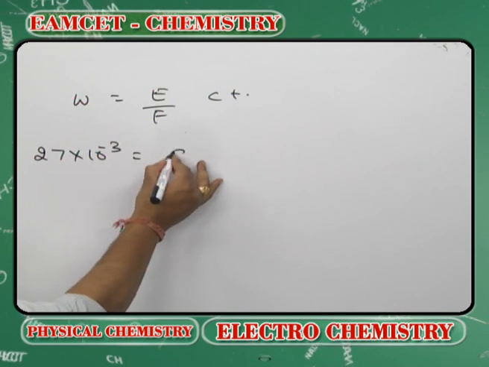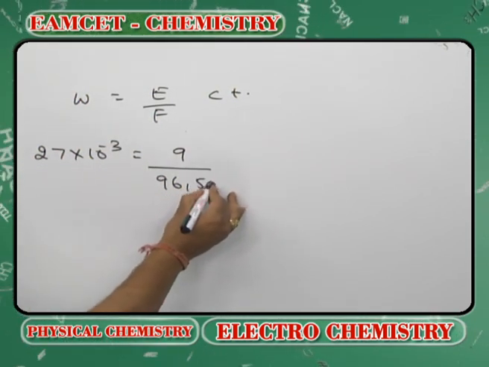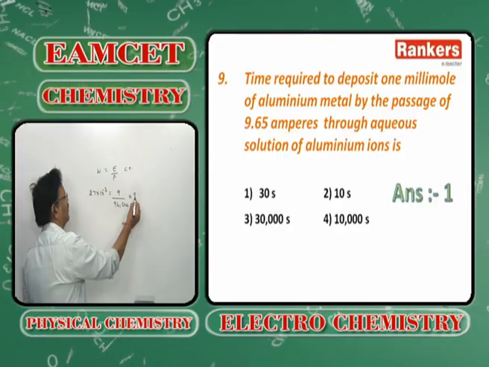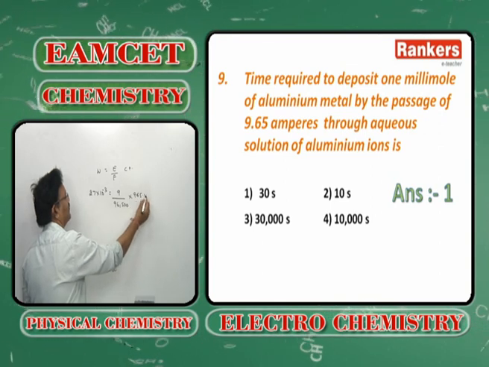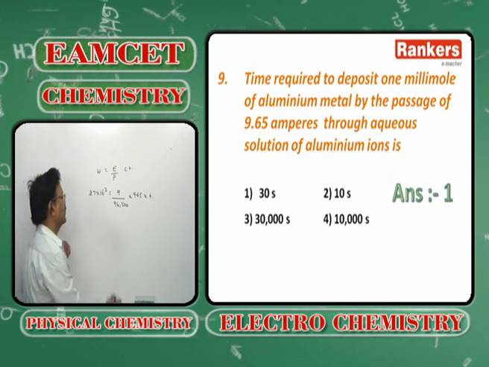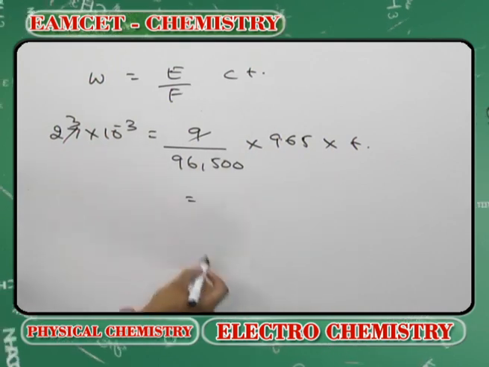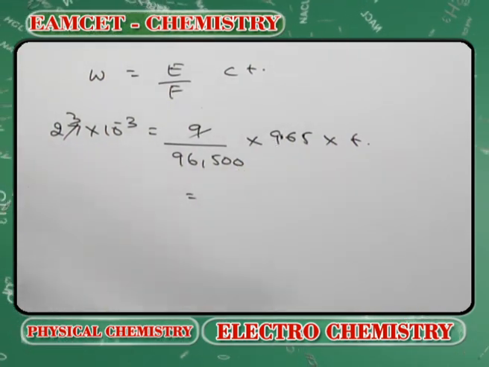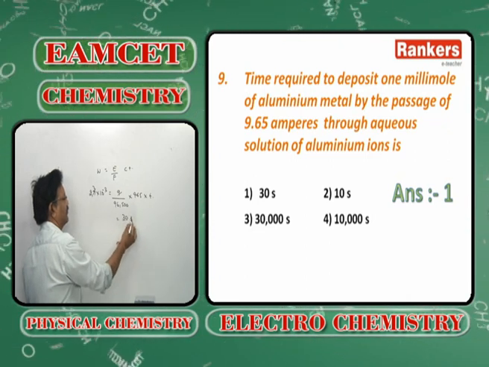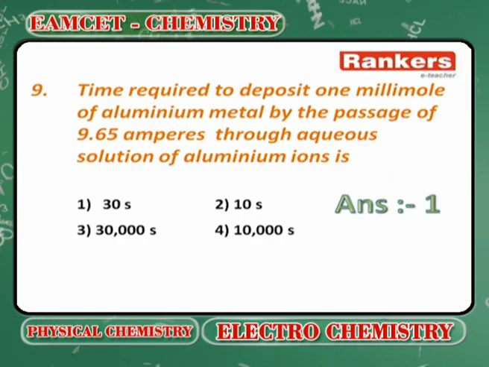What is the equivalent weight? F is 96,500. And what is C? 9.65. So 9.65 into T. Solving, T will be equal to 30 seconds. Option 1 is the answer. Next question.